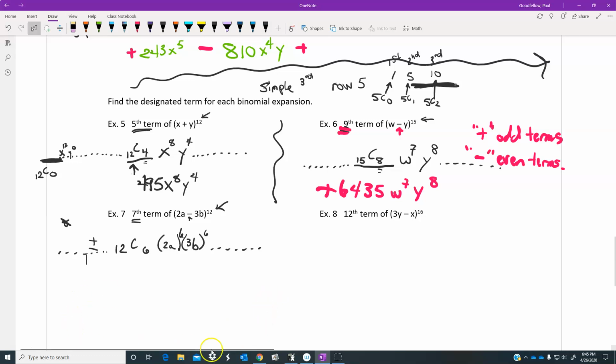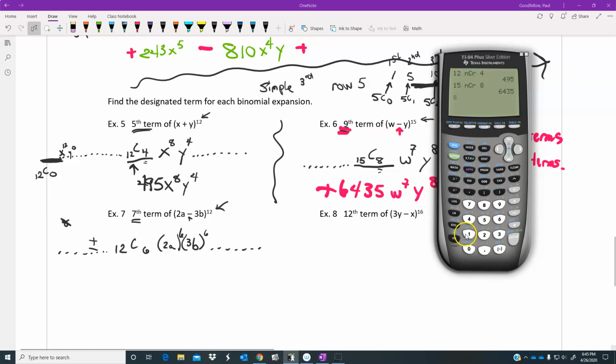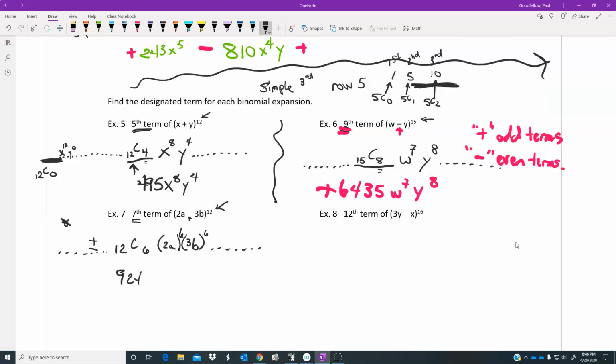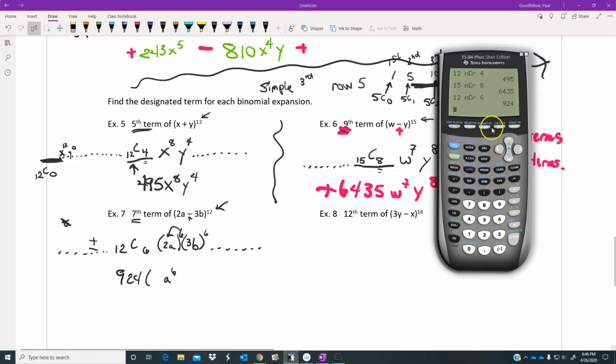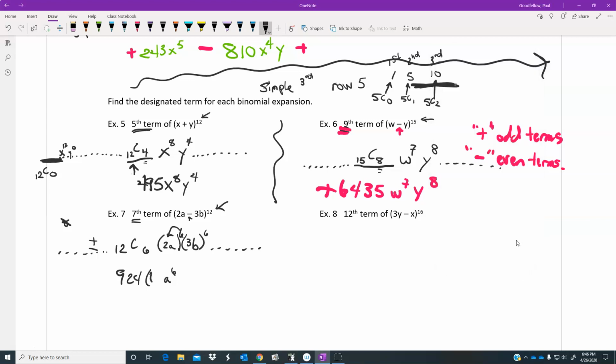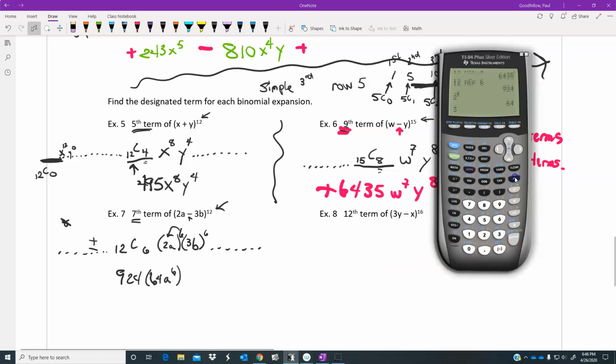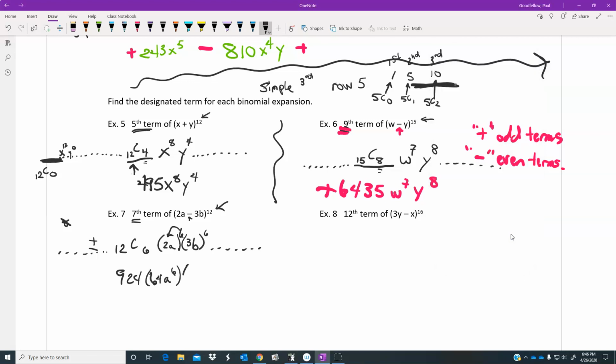Well, 12 choose 6 is just a number. Let's see what we got here. 12 choose 6, and I end up with 924 for this piece. But remember that this 6 is going to apply to that too. So it's really going to be a to the 6th here, but there's going to be a coefficient in front there, and that's going to come into play. 2 to the 6th power happens to be, I believe, 64. So this is going to be 64 a to the 6th, and 3 to the 6th. Oh, I don't know that one off the top of my head. 3 to the 6th is 729, with b to the 6th written on the top of that one.